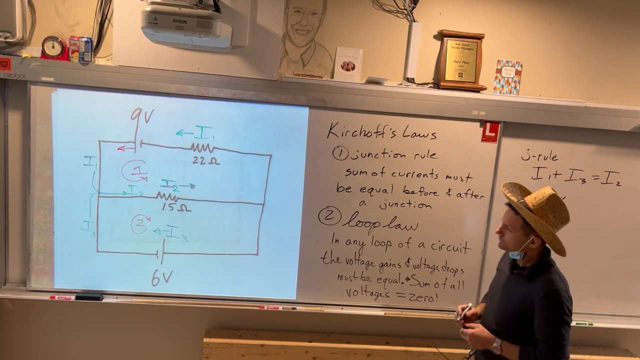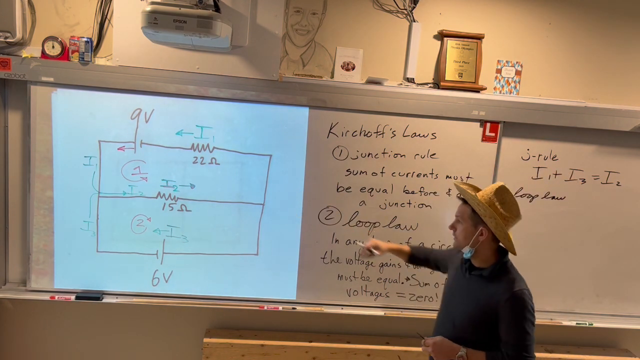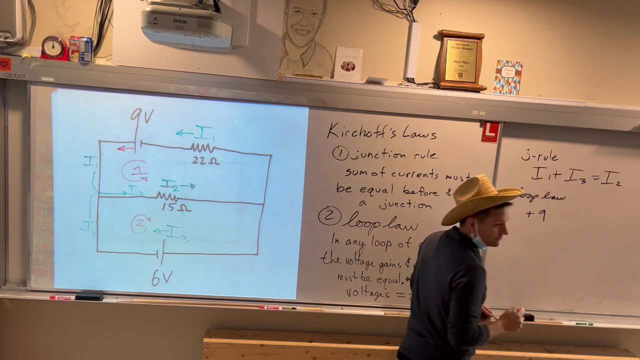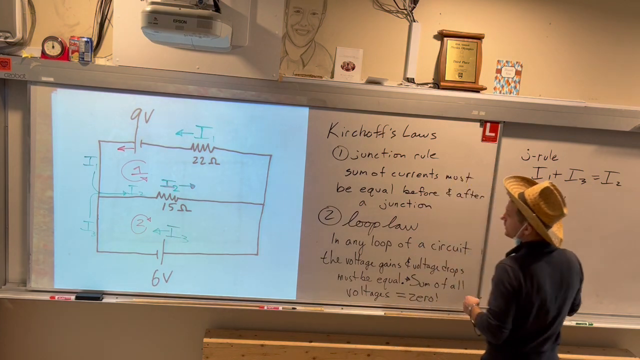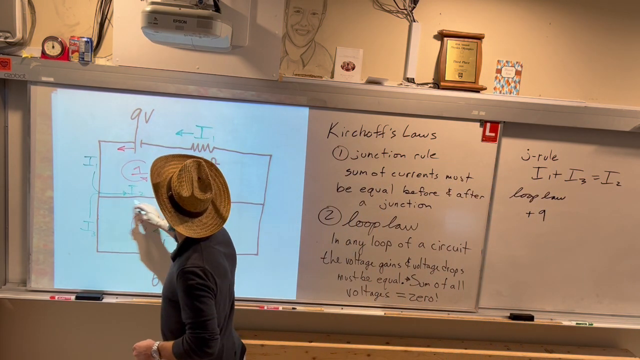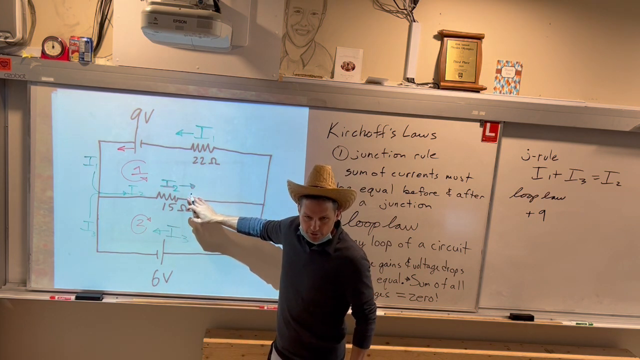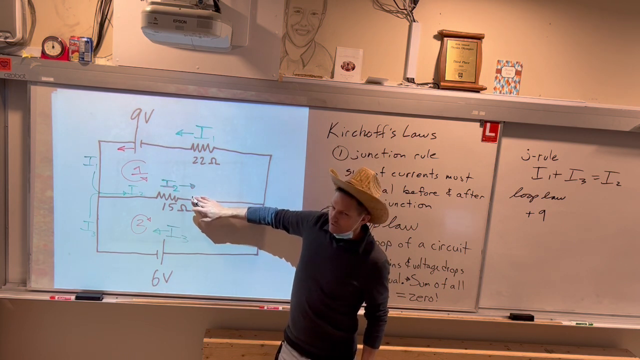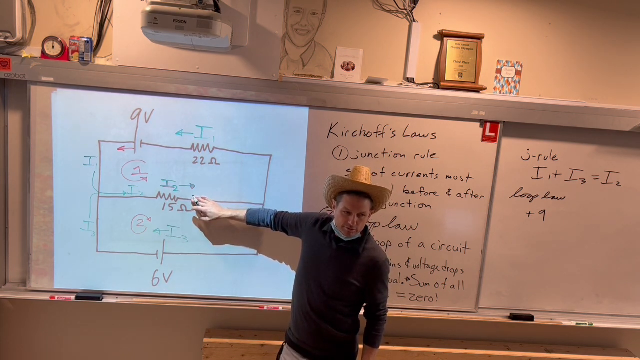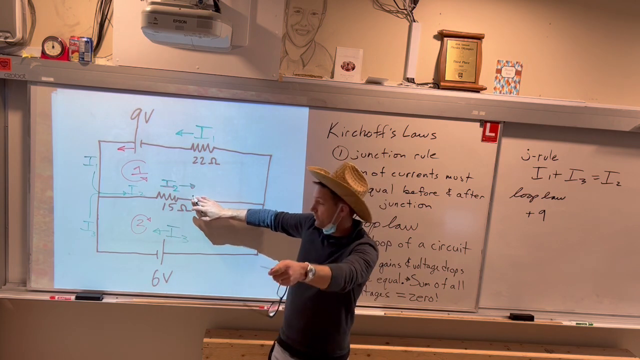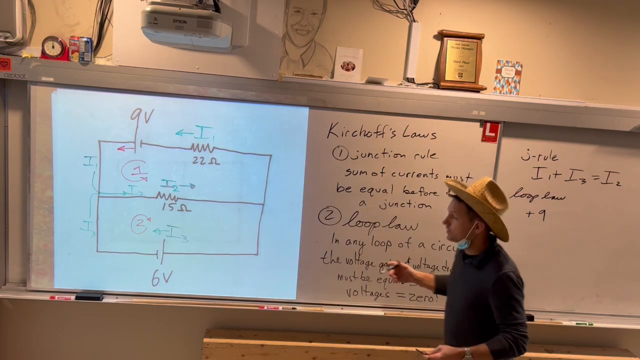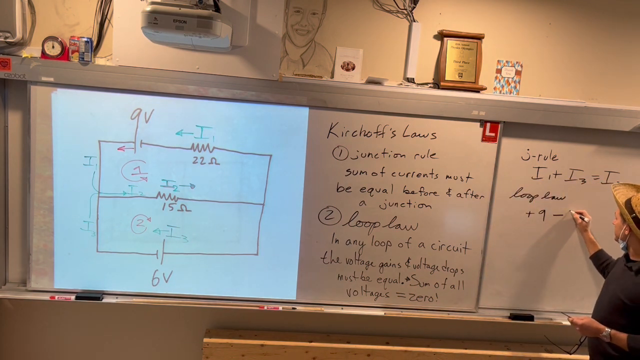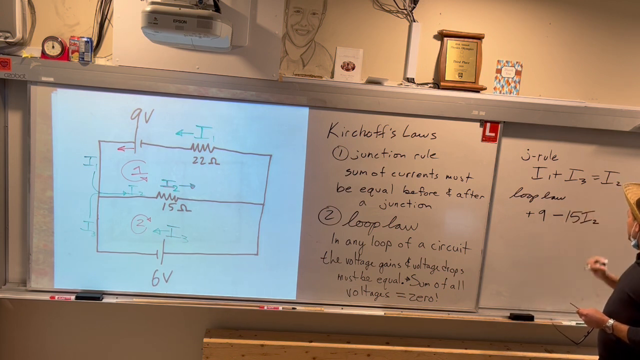Now we're going to do our loop law. Look at loop 1. Start at the cell maybe. We have a plus 9 volt, right? And then we come around this loop and we go to I2. How would we figure out the voltage at this resistor if we knew I2? 15 times I2. Good, Nathan. So it's 15 times I2, that's going to be our voltage. And this is going to be a voltage drop. So we say negative 15 I2.